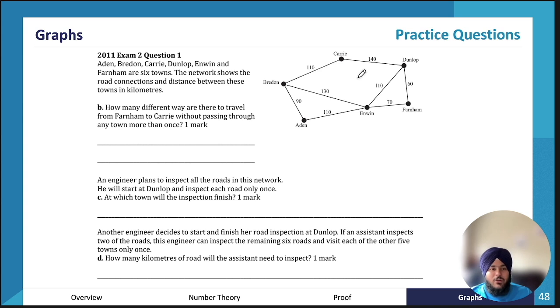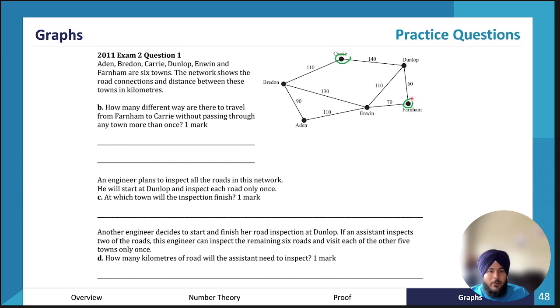Okay, so what we are trying to do is find a route from Farnham, which is over here, to Carey without passing through any town more than once. This one is sort of trial and error, I would say, just work out all the different ways and sort of figure it out. So the first way is 1, 2, like that. Then we also have 1, 2, 3. That's another way.